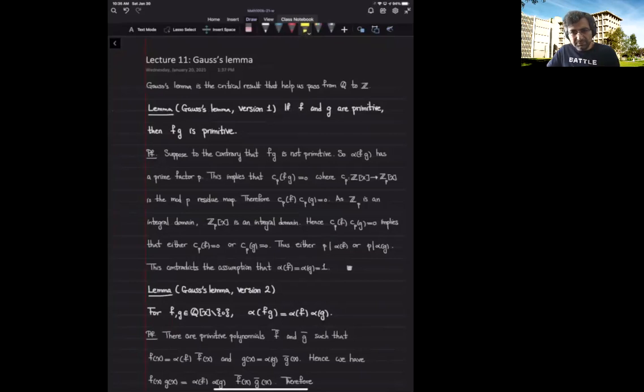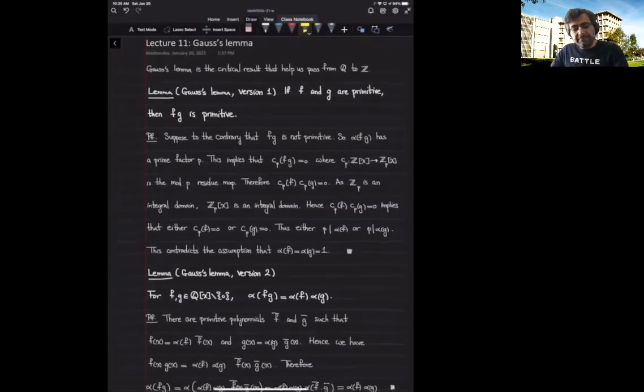The second result is an extension of the first one. But the proof of the second one uses the first one. I'm going to call both of them Gauss's lemma version 1 and version 2. So what is the result? The first version says that if both F and G are primitive, then their product is primitive. Okay, so it's an interesting result. It says again, if the GCD of the coefficients of F is 1 and the GCD of the coefficients of G is 1, then the GCD of the coefficients of FG is also 1.